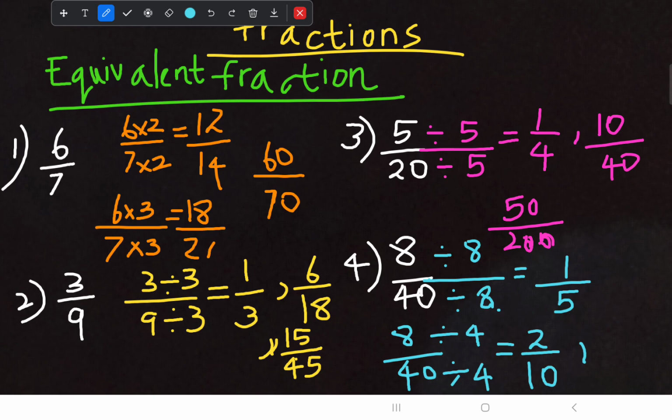Furthermore, we can divide both of these numbers by 2. 8 and 40 are both divisible by 2. 8 divided by 2 will give you 4. 40 divided by 2 will give you 20. This is the way. If it is possible, you can divide by a particular number. Otherwise, you can multiply by positive integers to get your equivalent fractions. That's all for this lesson.